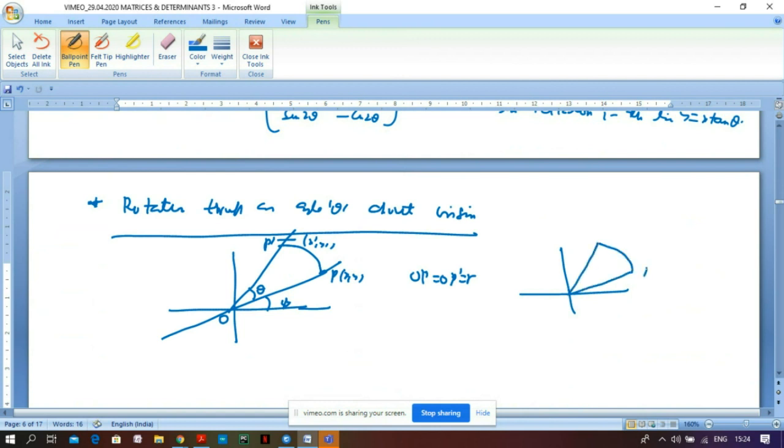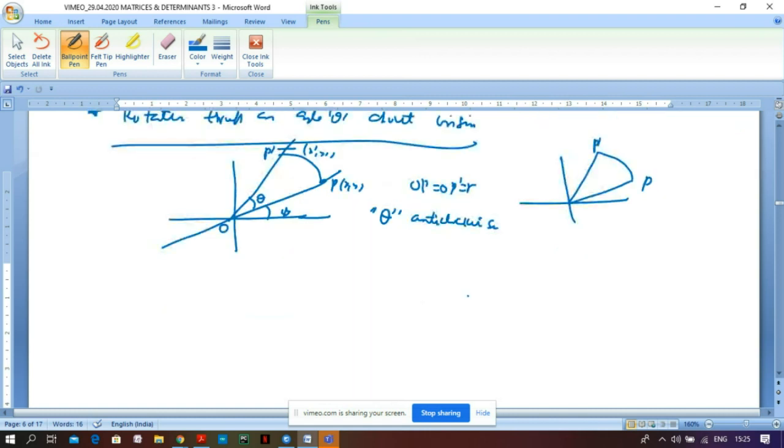So it goes like this. This P reaches P prime. You want the coordinates of P prime. The angle is theta degrees anti-clockwise. This is theta, and this is theta anti-clockwise. So theta anti-clockwise, while clockwise you can take to be negative. In this case, we will again get x prime, y prime.